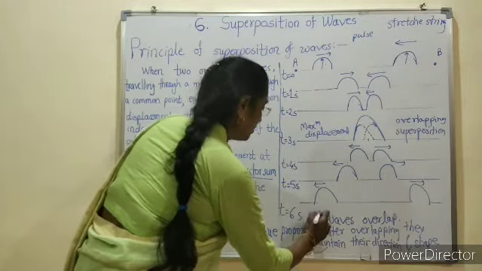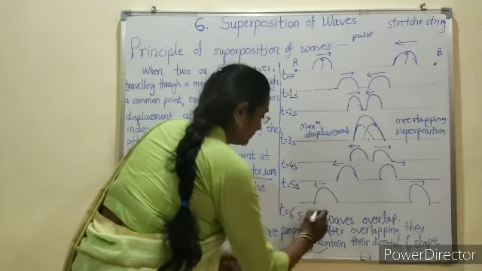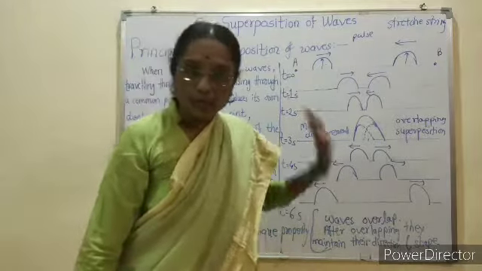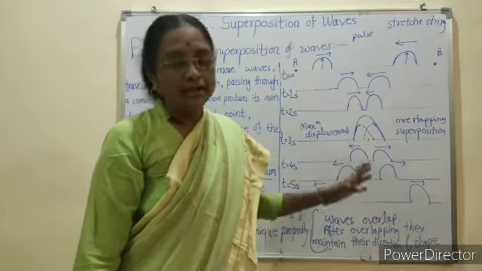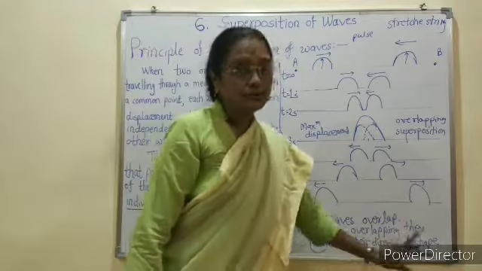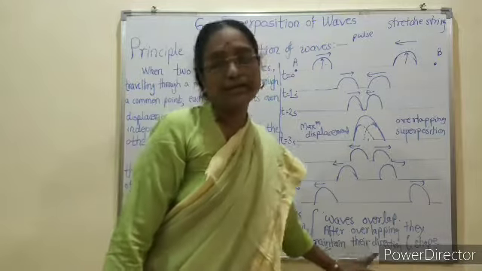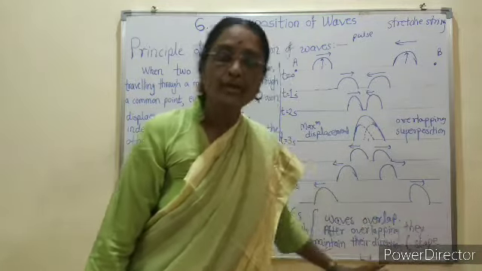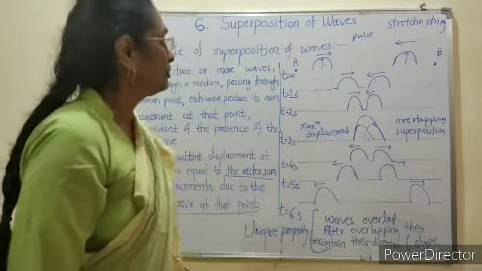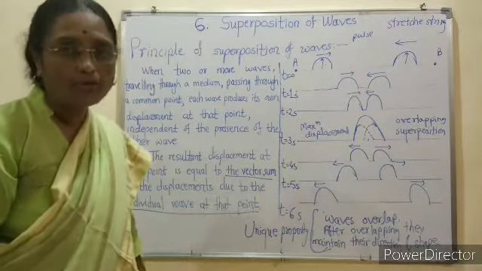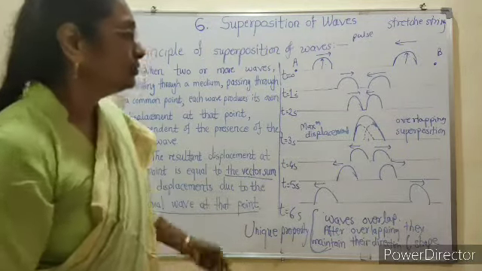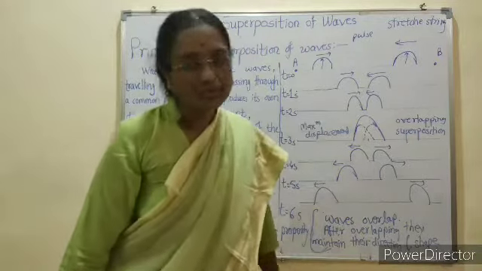So here you have to note this property, that waves can overlap, and that overlapping can be explained by the principle. But after overlapping, they maintain their given direction as well as their shape because of the property of wave. This is the unique property of a wave. Now here the displacement is maximum.